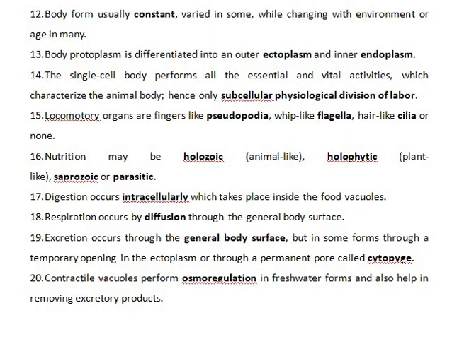Digestion occurs intracellularly, which takes place inside the food vacuoles. Respiration occurs by diffusion through the general body surface. Excretion occurs through the general body surface, but in some forms through a temporary opening in the ectoplasm or through a permanent pore called cytopyge. Contractile vacuole performs osmoregulation in freshwater forms and also helps in removing excretory products.